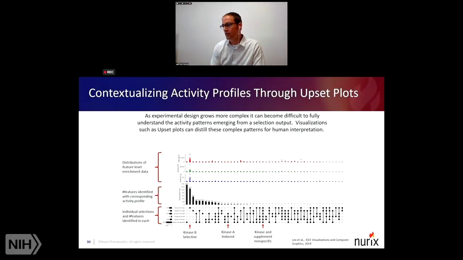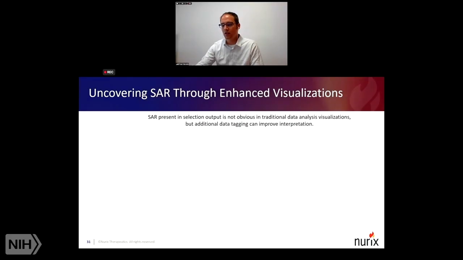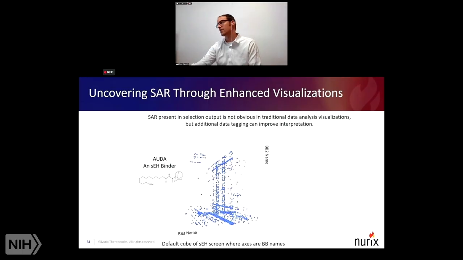So with these sorts of activity types in hand, we can then turn our attention to the chemical diversity that we're seeing in selection output. So we, as most folks in the field, ran a selection against SEH, which was discussed yesterday. And this is the data set that came out of our selection for SEH. So we see this large plane of features in the middle of the cube here, and specifically a very highly enriched feature at the bottom.